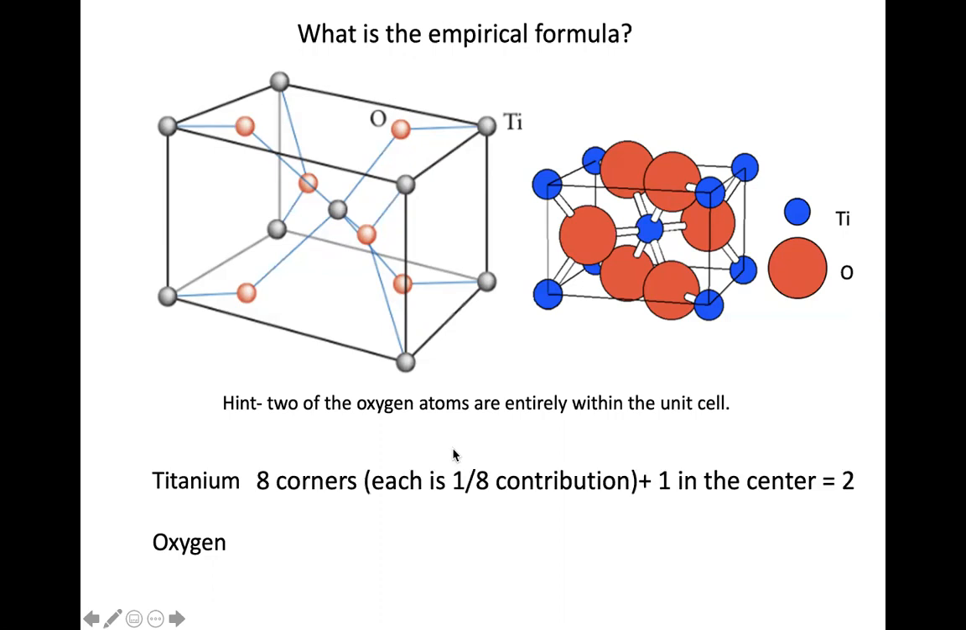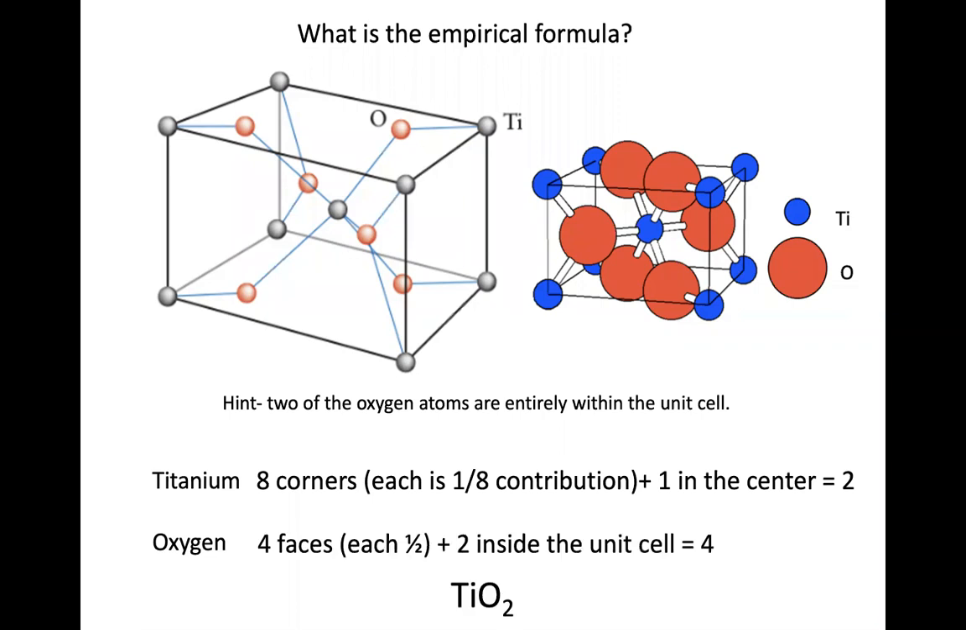This is how I'd analyze it. So for the titanium, I definitely see one in the center, and I see 1, 2, 3, 4, 5, 6, 7, 8 along the corners. So we're back to the corners, 8 corners, each with a 1/8, one in the center. So I see for titanium, I add up with a total of 2. Whether I looked at the one on the left or the right, that's what I have.